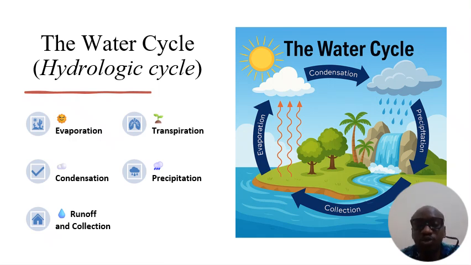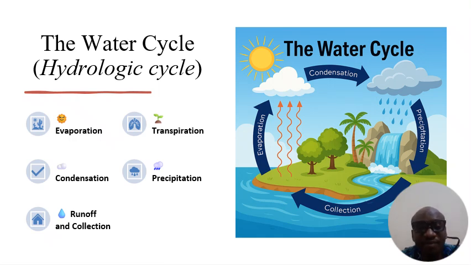In the water cycle, which is also known as the hydrological cycle, we have several key steps. The first is evaporation. It is a process where the sun heats up water in oceans, lakes, and rivers, and this causes the water to turn into vapor and rise into the air. Then we also have transpiration. Transpiration is the process whereby plants release water vapor through tiny pores in their leaves, and this vapor also rises to the atmosphere, joining the evaporated water to condense, which leads to condensation.